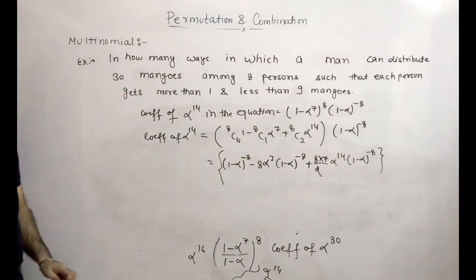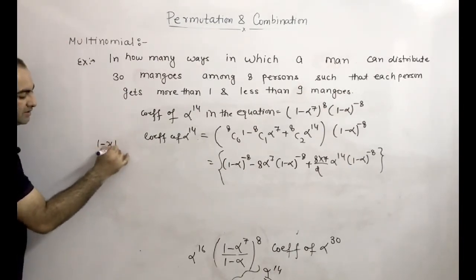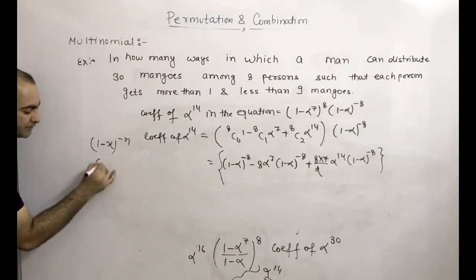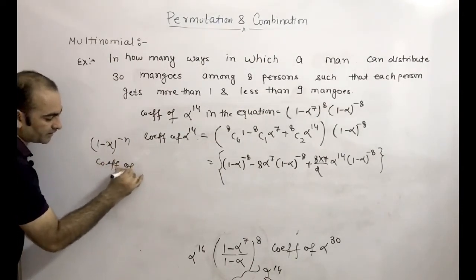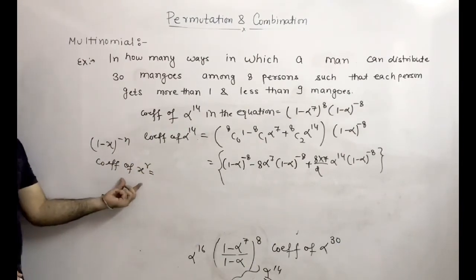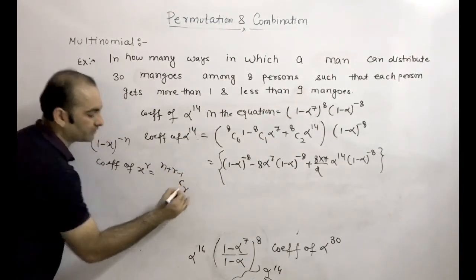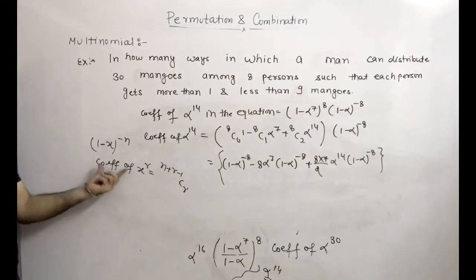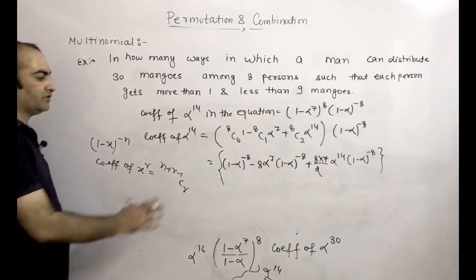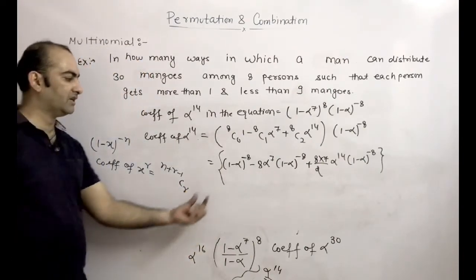Now here one thing is very important, that is 1 minus x power minus n. In this expansion, if you want to find out the coefficient of x power r, that is n plus r minus 1 cr. So the coefficient of x power r in this expansion is n plus r minus 1 cr. Okay. So we have to find out the coefficient in this equation of 1 minus alpha power minus 8.